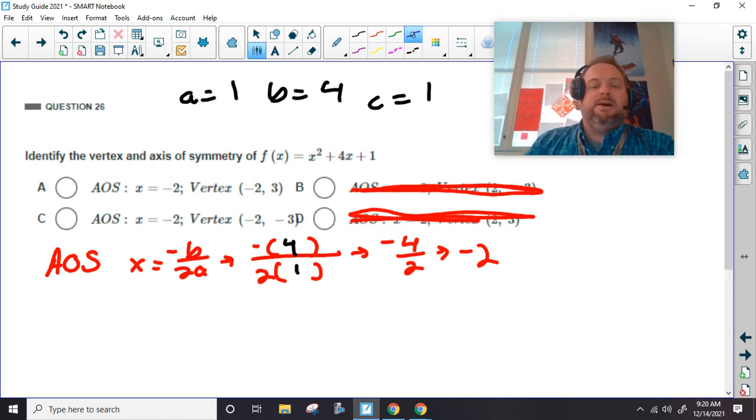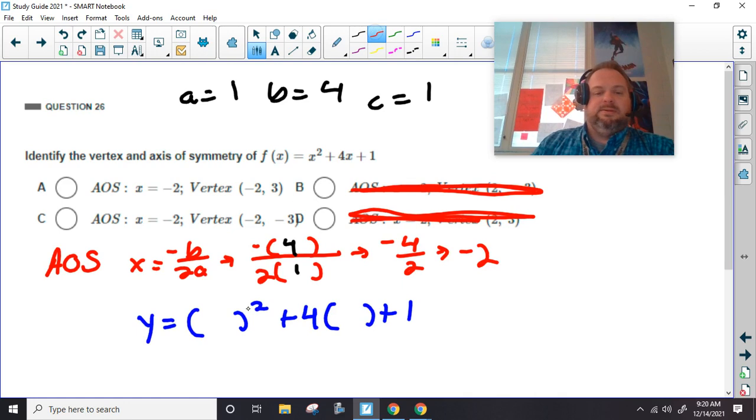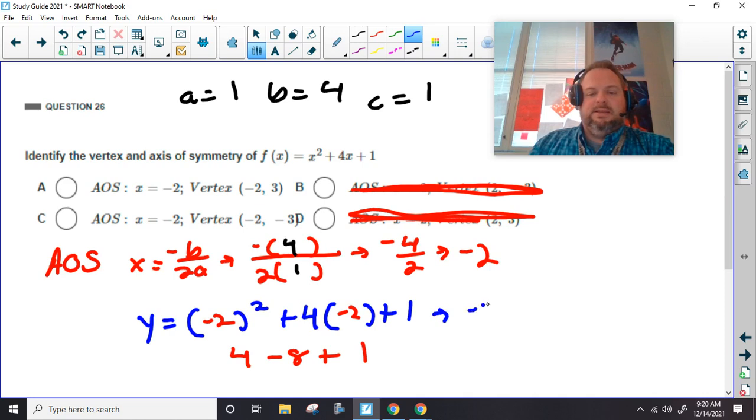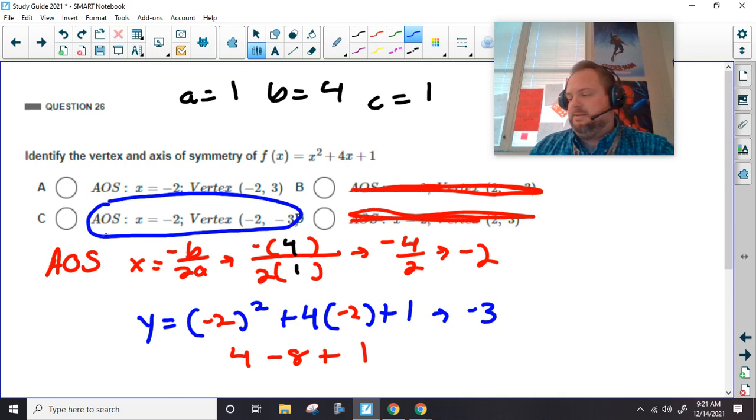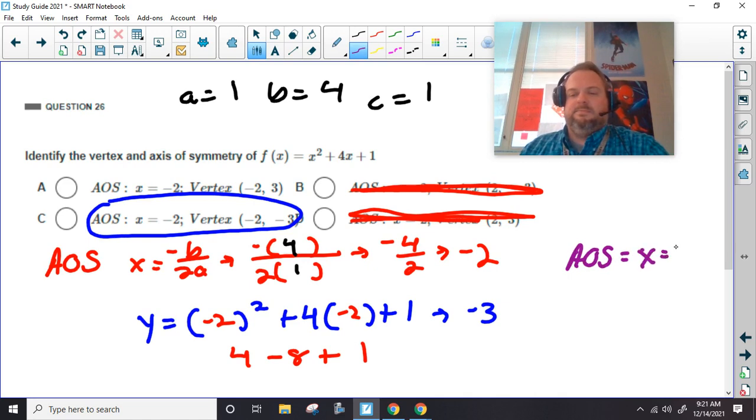Hooray! All right. To find my Y, everywhere I had X, I plug in that negative 2. Okay, this should be 4 minus 8 plus 1, so I should get negative 3. So for me, it's C. My vertex is negative 2, negative 3.